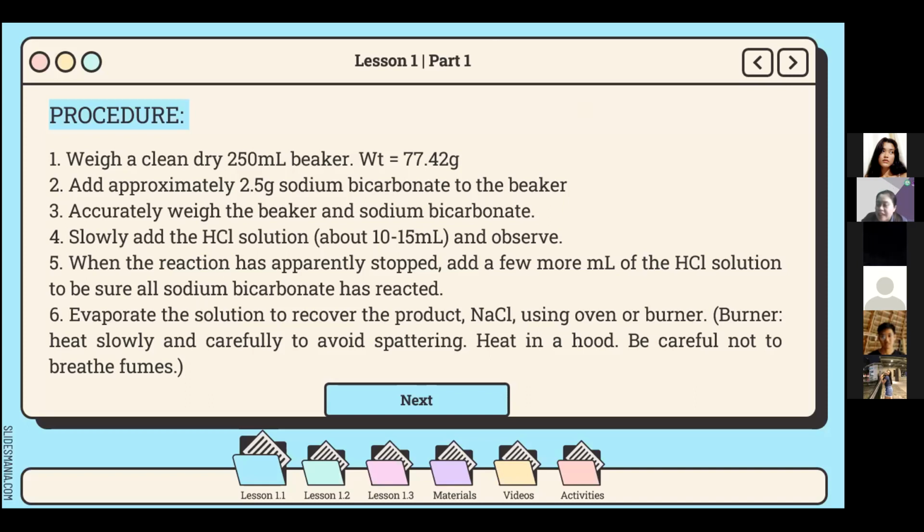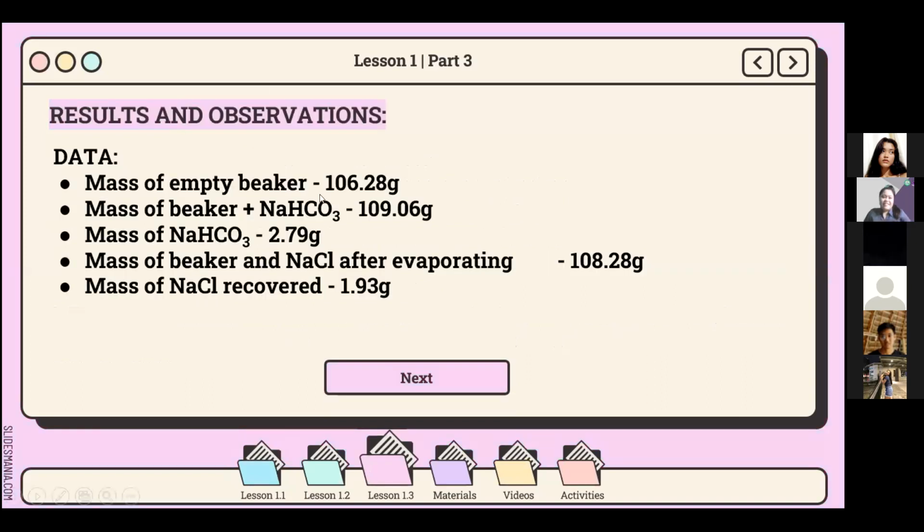So this time, again, our reactants are the sodium bicarbonate and also the hydrochloric acid, yielding one of the products, sodium chloride. The other one is the carbonic acid, which after heating just evaporates. So please take note that what is left in your beaker is the sodium chloride. Okay? So this is your results.